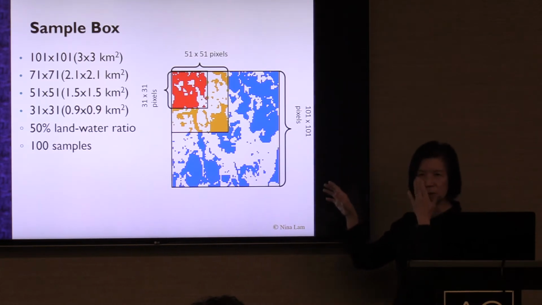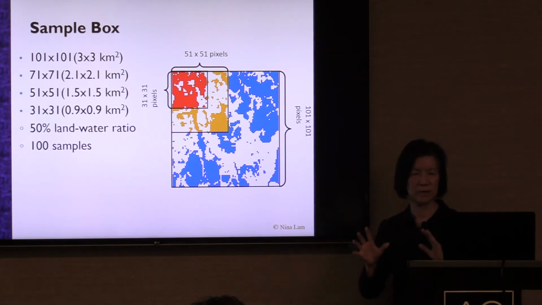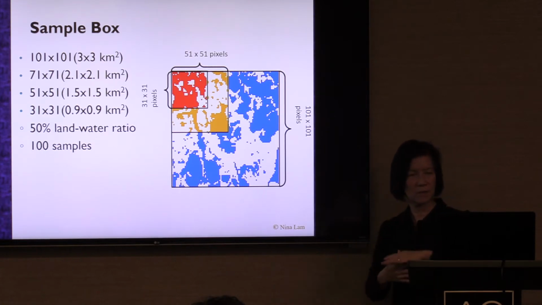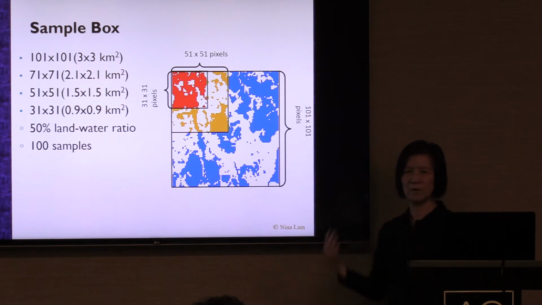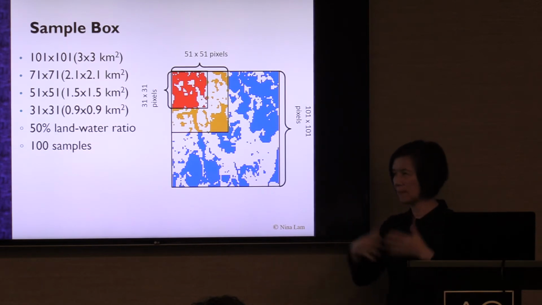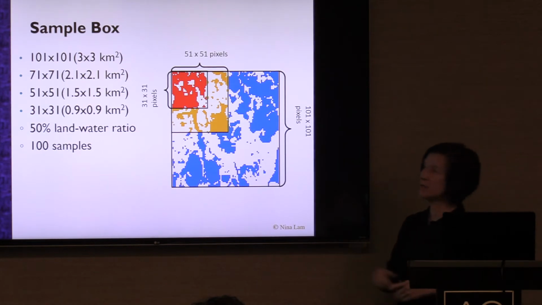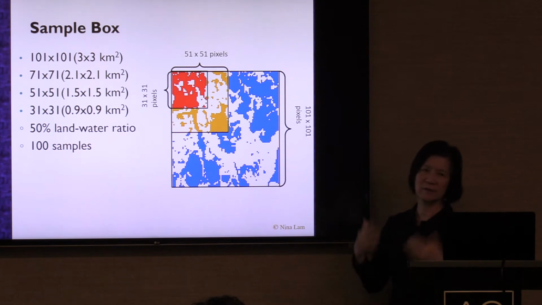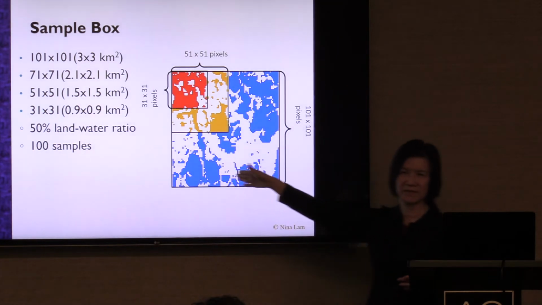The reason we chose that is that all these coastal oceanographers, when they look at coastline change in Louisiana, all start with 101 by 101. I don't know why, so we started with 101 by 101. And it just turned out that, after testing, 101 by 101 is not significant, but the rest are significant.